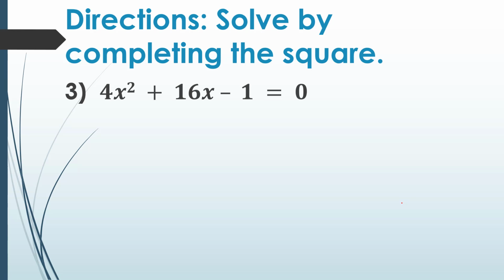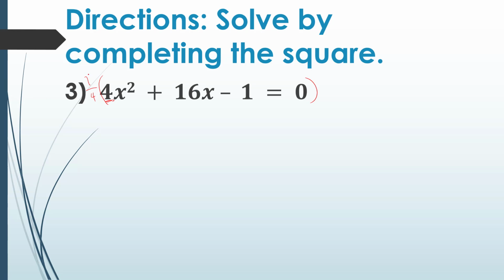All right, question number 3. 4x squared plus 16x minus 1 is equal to 0. Now, we're going to multiply this entire equation by 1/4. Question is, why 1/4? Because we really want this leading term here to be 1, and the only way to make it 1 is to multiply it by 1/4.